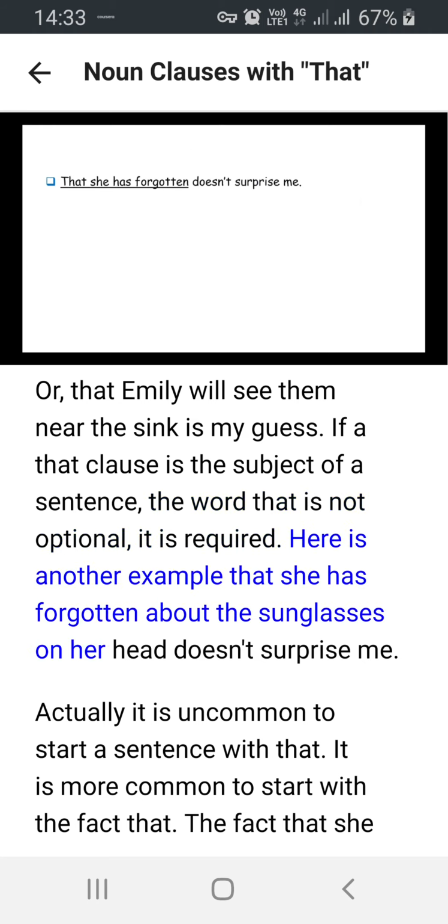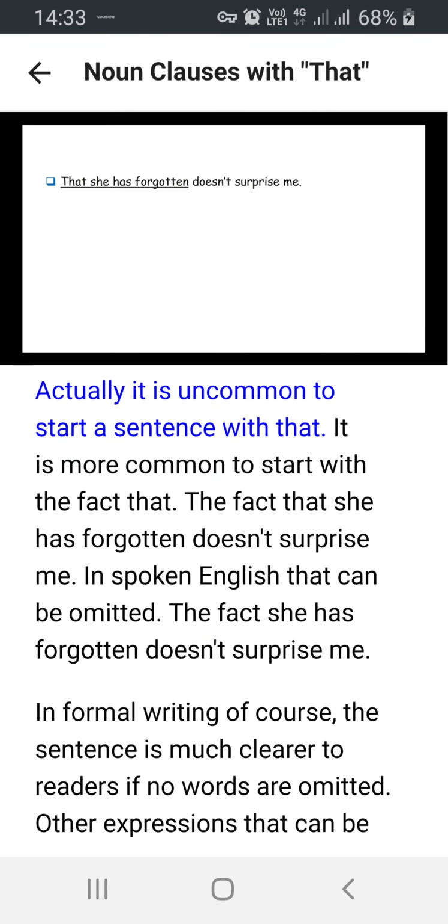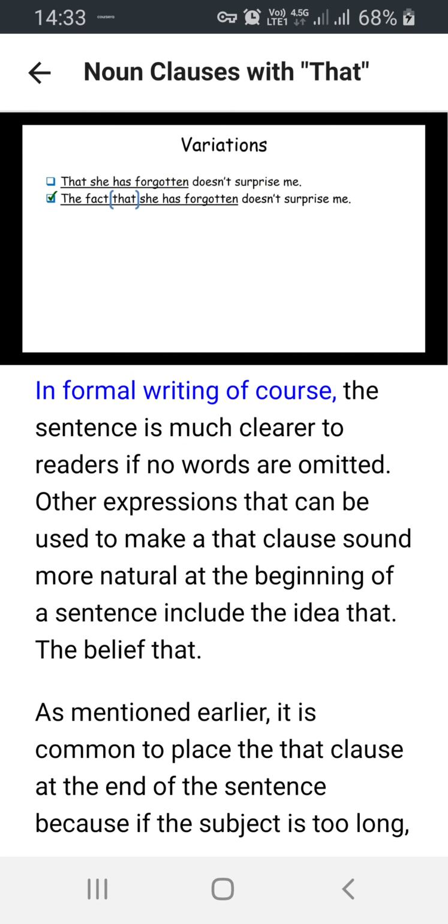Here is another example. That she has forgotten about the sunglasses on her head doesn't surprise me. Actually, it is uncommon to start a sentence with that. It is more common to start with the fact that. The fact that she has forgotten doesn't surprise me. In spoken English, that can be omitted. The fact she has forgotten doesn't surprise me. In formal writing, of course, the sentence is much clearer to readers if no words are omitted.